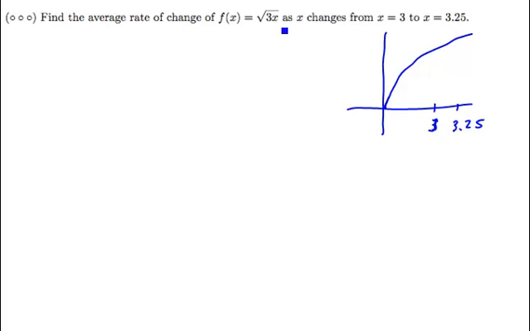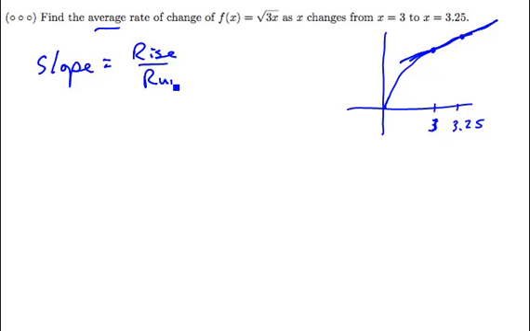Now the graph of this function, a square root function, looks something like this. So what we're looking for is how much on average does the function change as you move from x equal 3 to x equal 3.25. And if you put those 2 points on the graph, the 2 points that correspond to those x values, and connect it with a straight line, then the slope of that line is going to be the average rate of change. All right? Now slope is rise over run.